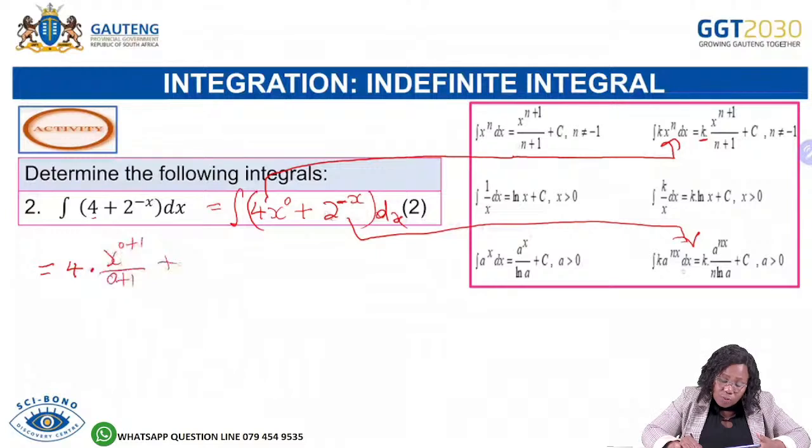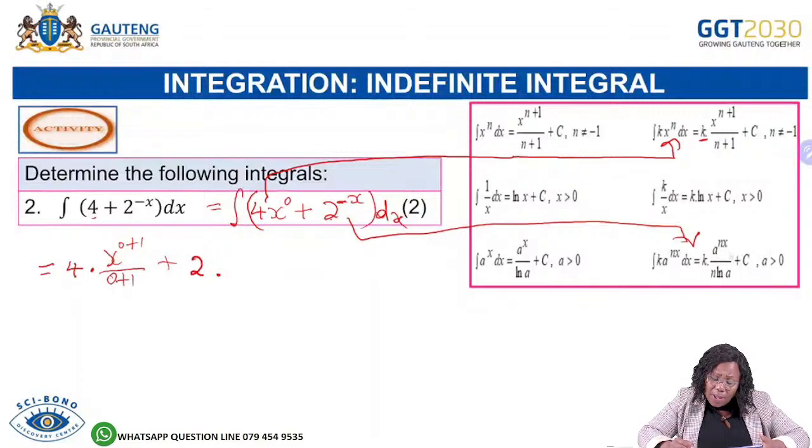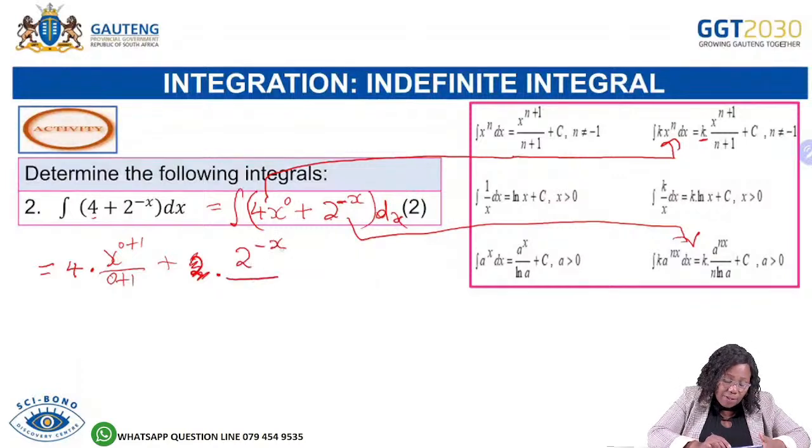Plus, we are on this one now. It says take k, write k. Okay, our k is 2. And then now on top we are having a to the power nx. Okay, we do not have a k there. It will be 2 to the power minus x, and then below we are having the n. N in this case is the coefficient of x, that means it's minus 1, ln of a plus c.